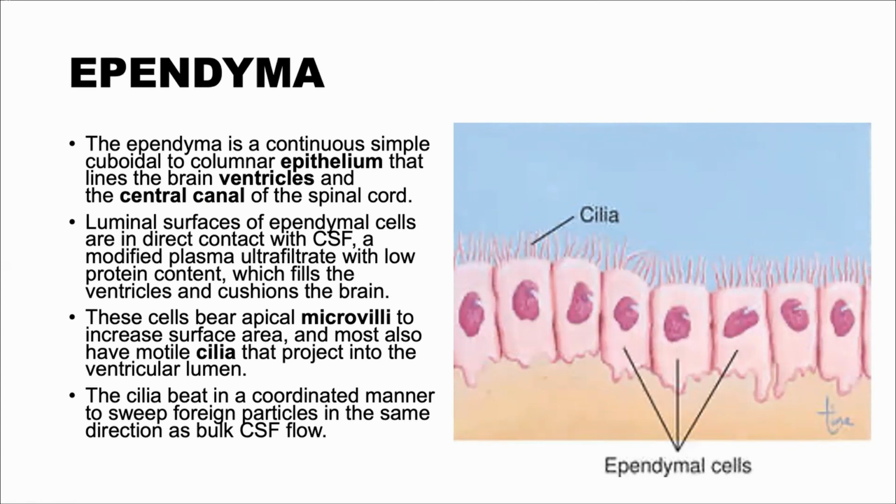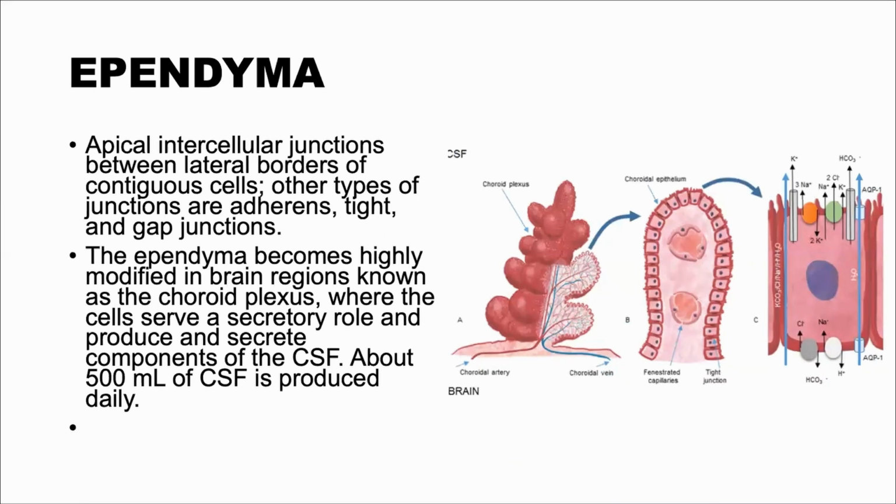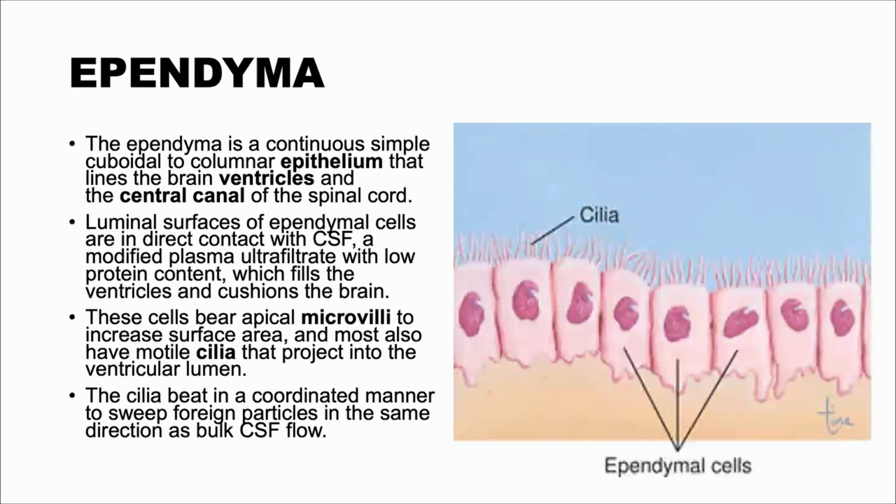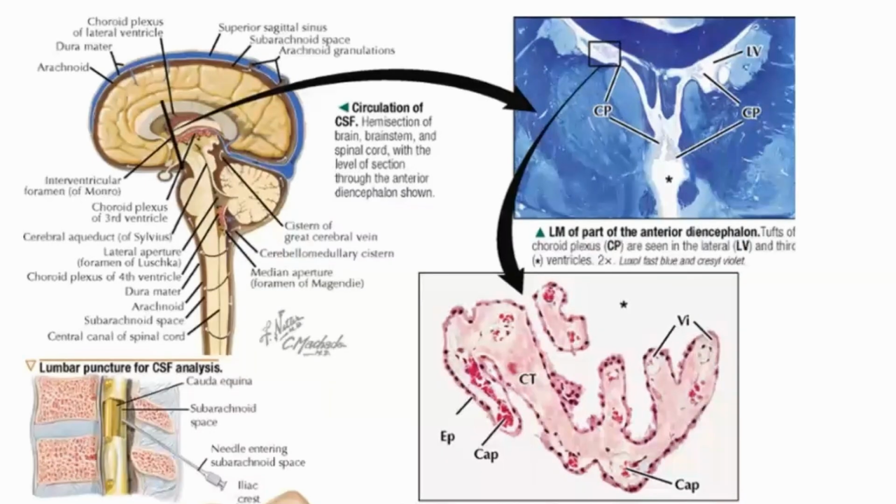They have cilia or apical projections, and tight junctions, just like the astrocytes that can form tight junctions between the endothelial cells. This is showing the apical intercellular junction between the lateral borders, and you produce about 500 mL of cerebrospinal fluid daily. These are produced by these flat cells that line the ventricle. This is just showing the choroid plexus. The choroid plexus is in the ventricle, and this is basically the area where the cerebrospinal fluid is produced.